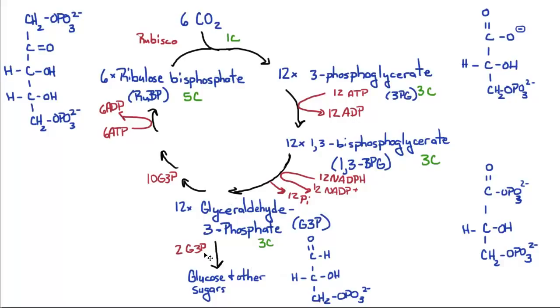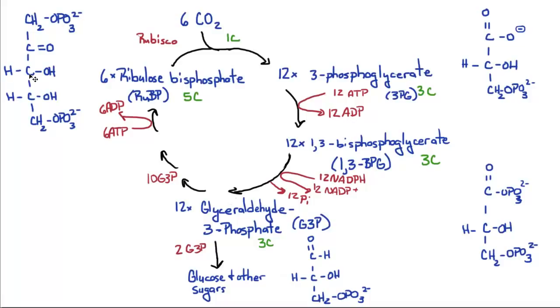So 2 of these glyceraldehyde 3-phosphates are going to be used to produce glucose and other sugars. The other 10 are going to be used to produce ribulose bisphosphate to continue the cycle again. So 10 of these are going to go, and 6 ATPs are going to be hydrolyzed to reform the 6 ribulose bisphosphates you need. Then the cycle starts all over again. You can see the structure of ribulose bisphosphate right here if you want.